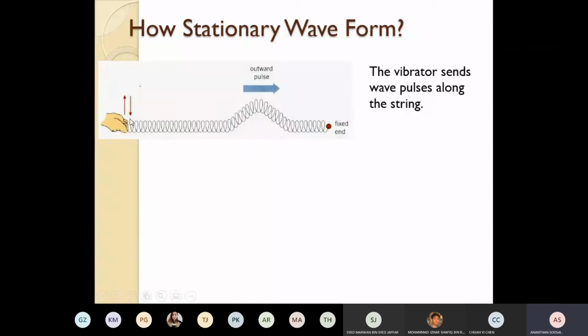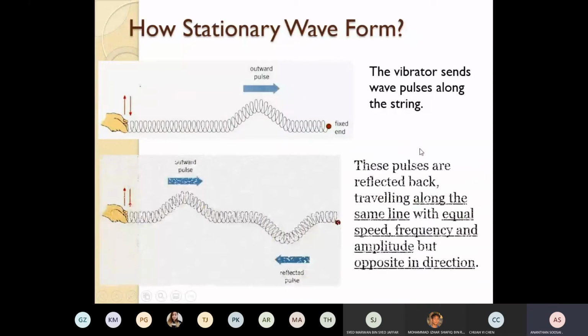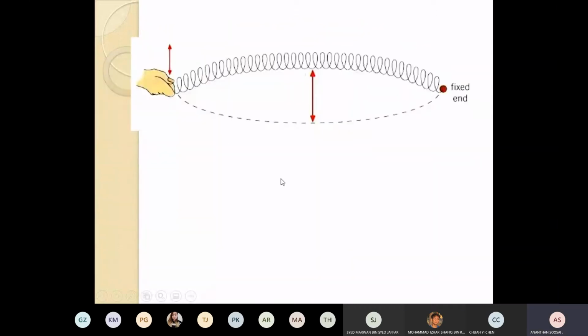For example, this is the first wave. You shake the spring up and down, so you produce an incident wave. It's a fixed end. Then what happened? The fixed end bounces it back and produces a reflected wave. So let's say you are continuously moving up and down. That means you are constantly producing incident waves and reflected waves. When they superpose, these pulses are reflected back, traveling along the same line, with equal speed, frequency, and amplitude, in opposite direction. When they superpose, they produce a stationary wave like this. This is called a stationary wave.